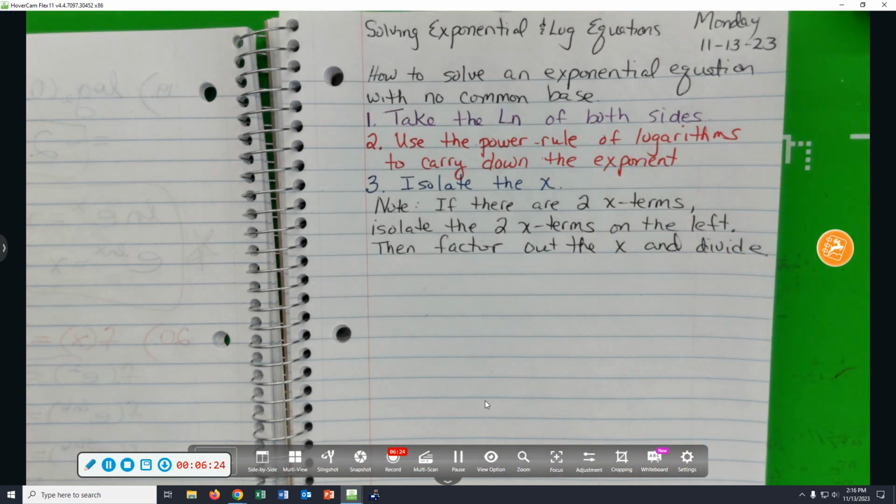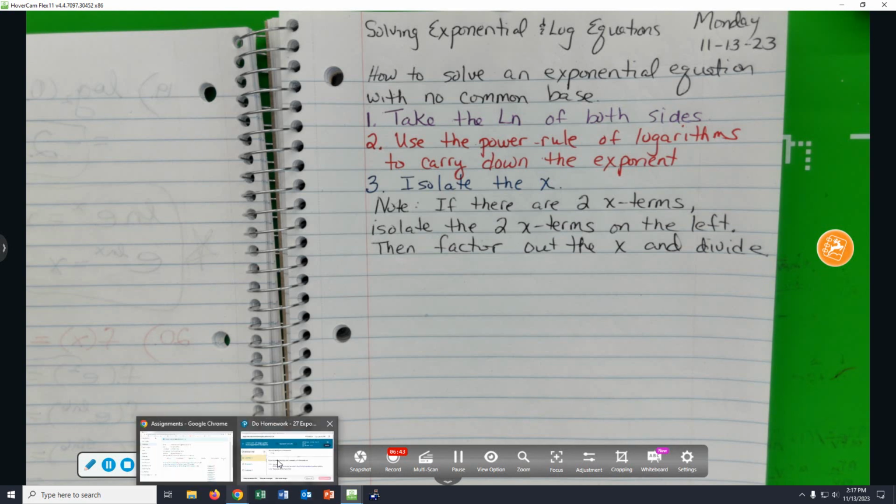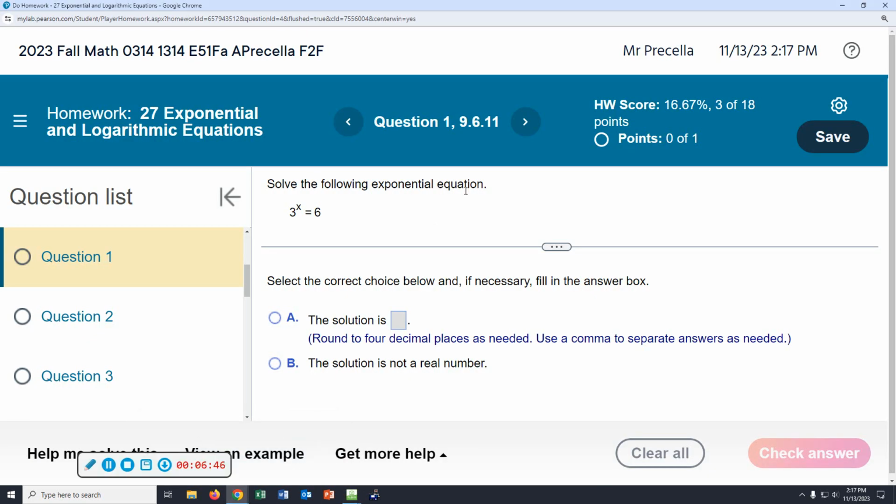It'll make more sense when you actually see an example. But this is just a nice little strategy for how to solve them when there's no common base. If there's a common base, that's generally the easier way to go. Okay? So problem number 1, if I'm remembering it correctly, is 3 to the x equals 6.